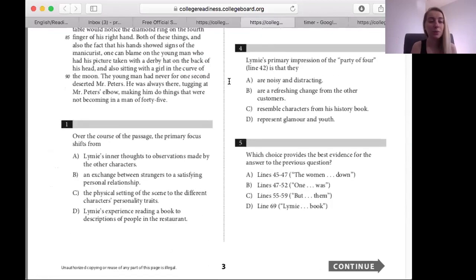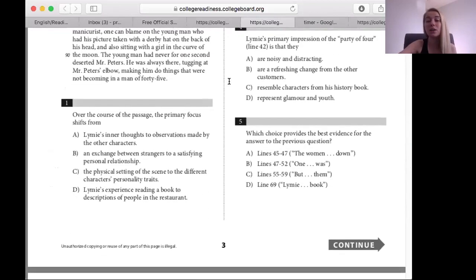So let's just run through. I will go through quickly, but if you have any specific ones that you really want to go through, let me know. I know 1 and 3 are two of them. All right, so we have: over the course of the passage, the primary focus shifts from. Let's take a look. A says, Limey's inner thoughts to observations made by other characters. Notice the whole passage is his inner thoughts.